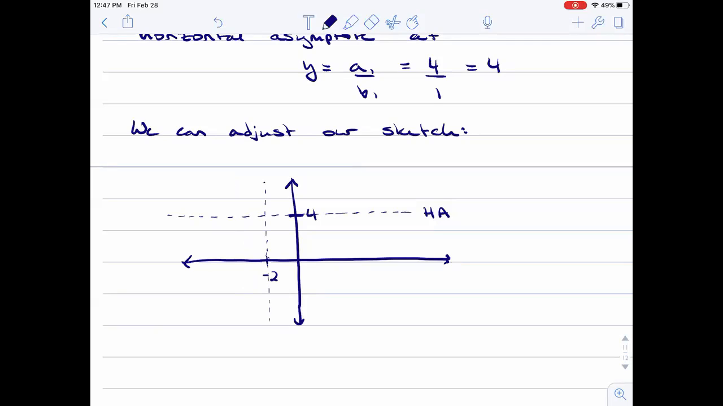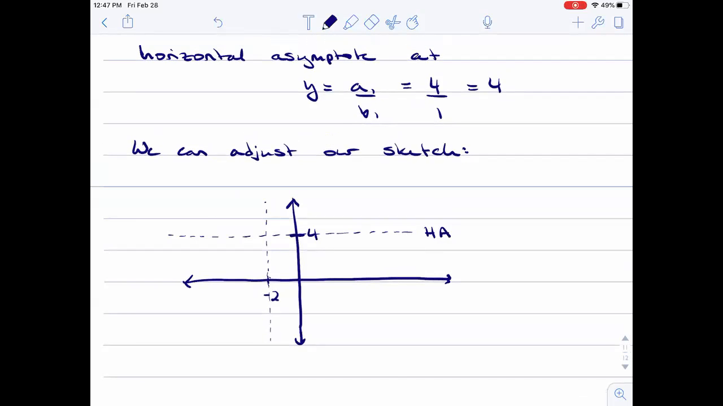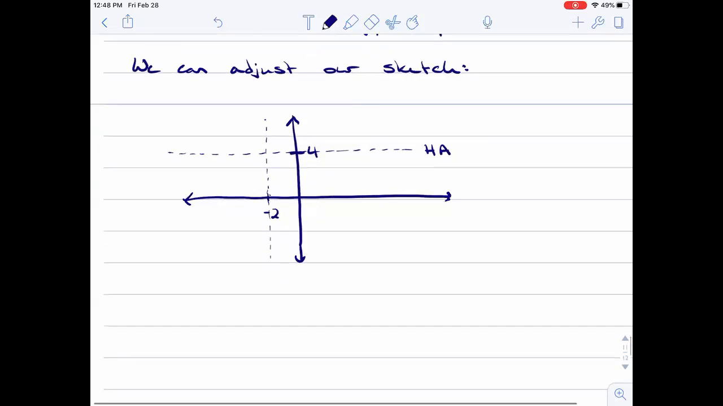So now, instead of going from here and here, which would be a horizontal asymptote at y equals 0, now we're going to go from here and here, because we've shifted to a horizontal asymptote at y equals 4. And this is a vertical asymptote. So what it might look like is something like this and something like that.